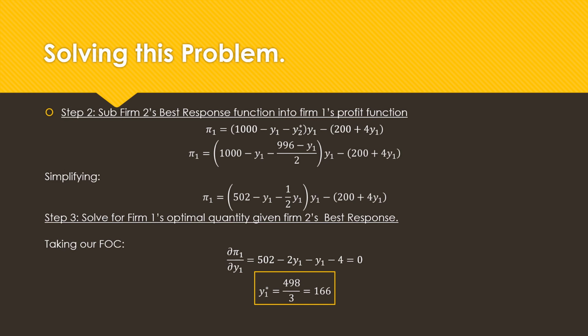Step number 3 is that we're going to solve for firm 1's optimal quantity given firm 2's best response. We're going to use the only tool that we need here, and that is our first order condition, which is the partial derivative of this profit function with respect to y1. We work that through and solve for it, and we get that y1 star, that optimal quantity, is 166.